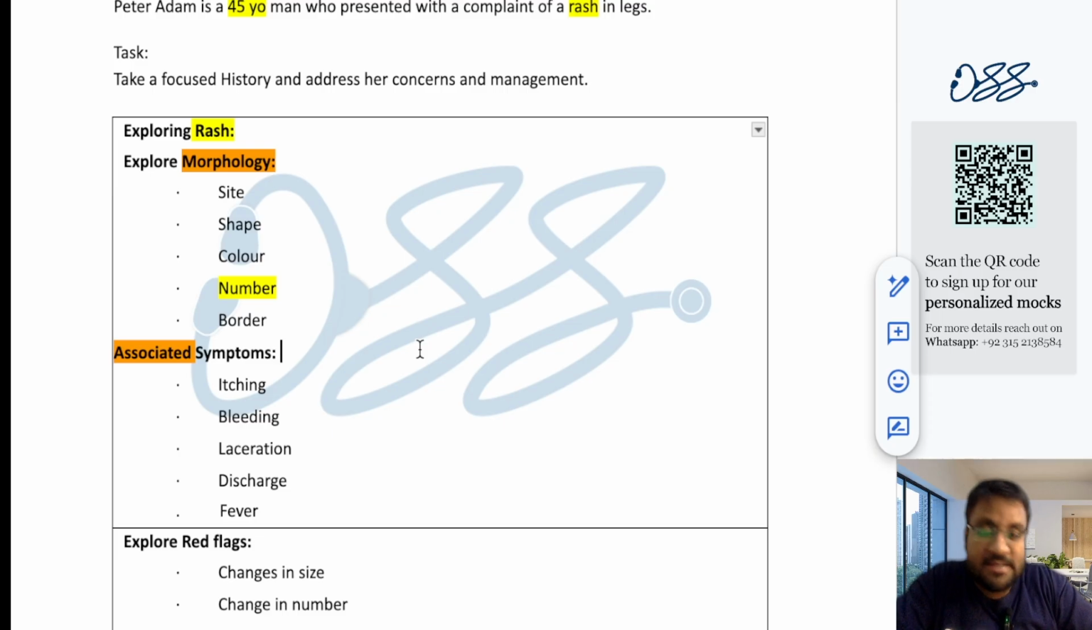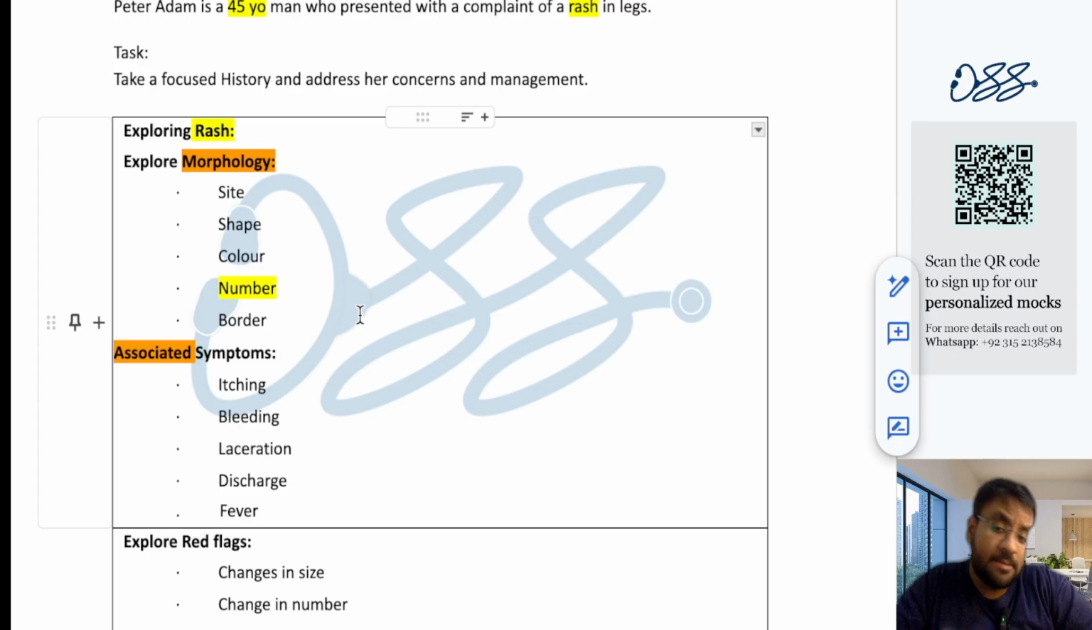Now the fifth question is asking about the borders, okay. And how you're going to ask about the borders, you're going to say, can you please have a look at your rash and can you please tell me, is your rash on the same level as your skin, okay, or is it something that is above your skin level, or is it something that is protruding out from your skin, okay. So you would understand if the rash has the borders within the skin layer, or is it above the epidermis, okay.